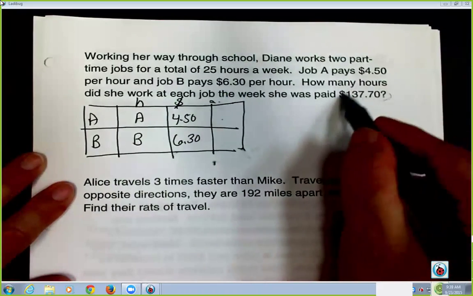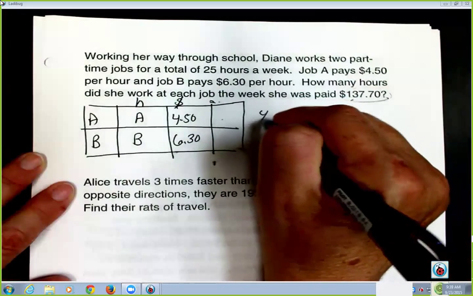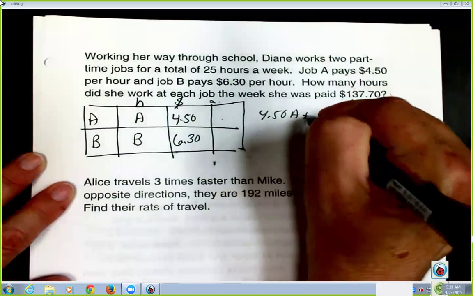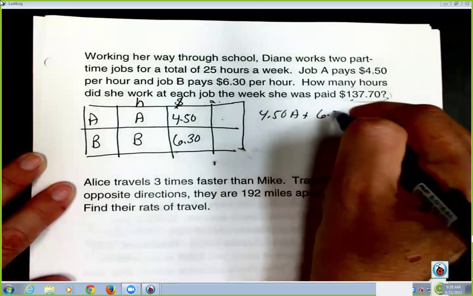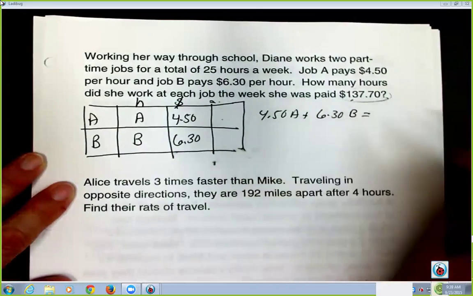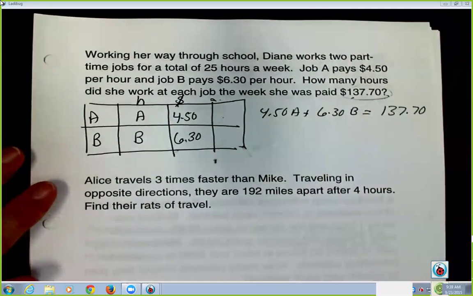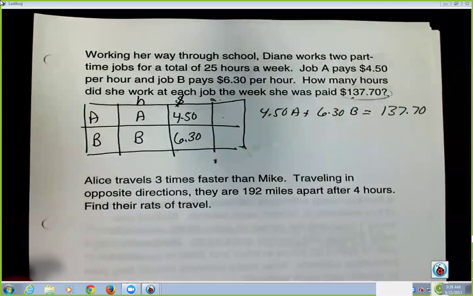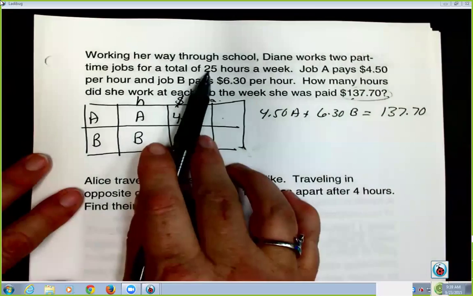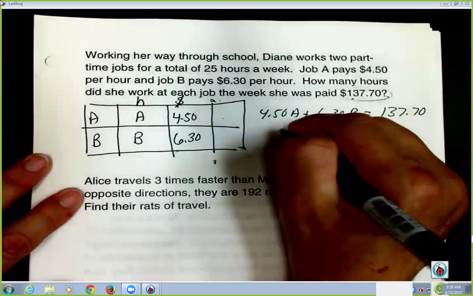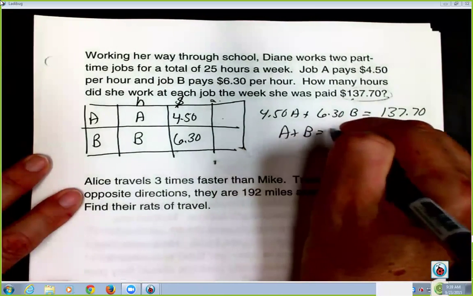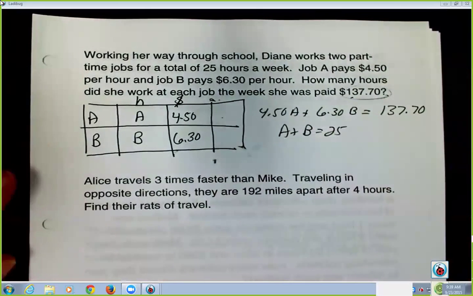We had a total take home. So $4.50 times A plus $6.30 times B is equal to $137.70. That's one equation, but the total is 25. So A plus B equals 25. So then we've got our 2 equations out of that one. Take a look at the rest of those that are in there.